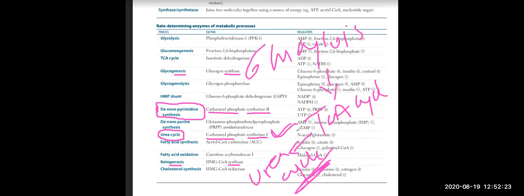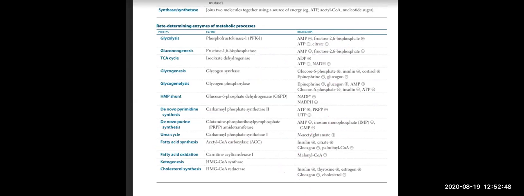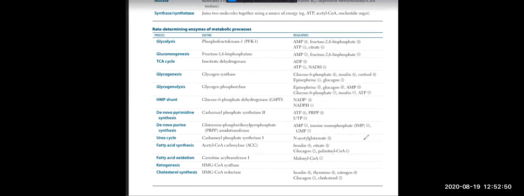There is a possibility that they might ask the urea cycle rate limiting enzyme in MCQs more than pyrimidine synthesis, because the urea cycle is easier and more important. So they don't go into too much complexity, but they try to stick to the favorite topics of biochemistry.